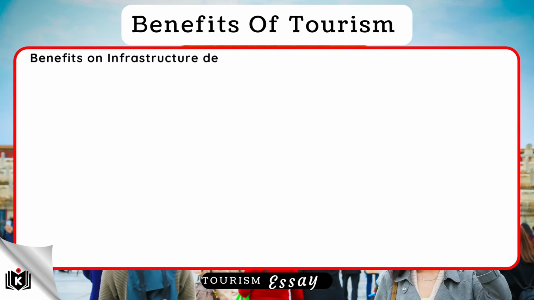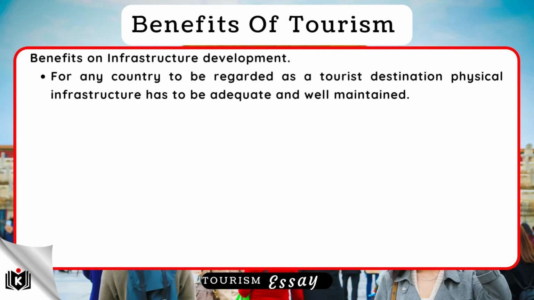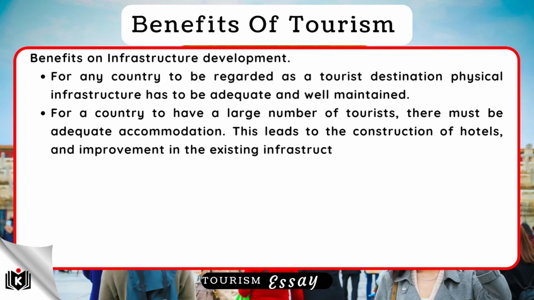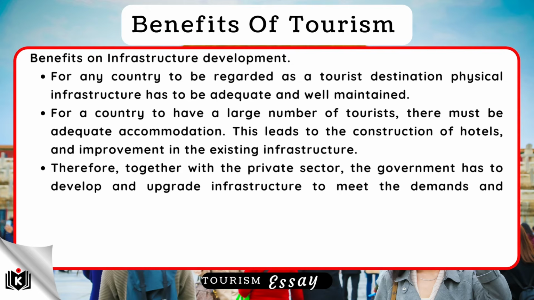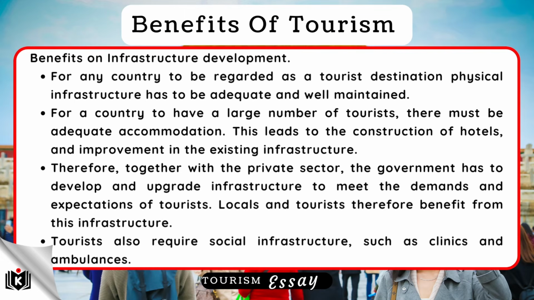Benefits on infrastructure development. For any country to be regarded as a tourist destination, physical infrastructure has to be adequate and well maintained. For a country to have a large number of tourists, there must be adequate accommodation. This leads to the construction of hotels and improvement in the existing infrastructure. Therefore, together with the private sector, the government has to develop and upgrade infrastructure to meet the demands and expectations of tourists. Locals and tourists therefore benefit from this infrastructure. Tourists also require social infrastructure, such as clinics and ambulances.